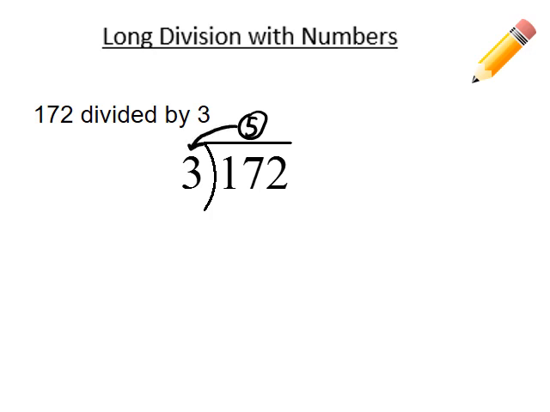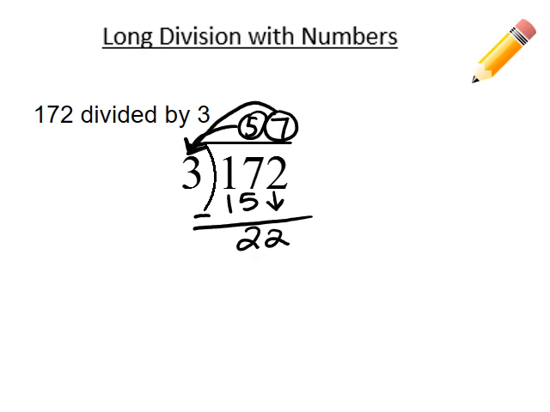Then I multiply. 5 times 3 gives me the 15. We subtract to end up with a 2, and we bring down what's left over. Now I want to see what do I multiply 3 by to get up to 22 without going over. I would have a 7. 7 times the 3 gets me to that 21. If I subtract, I have 1 left over. I have nothing else to multiply, so that is considered my remainder.